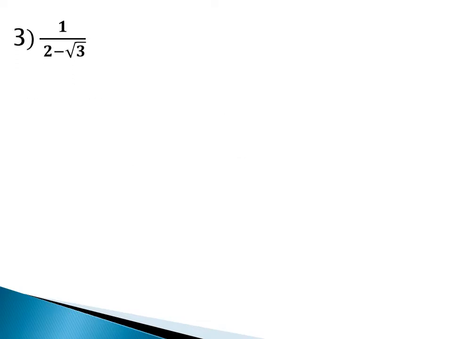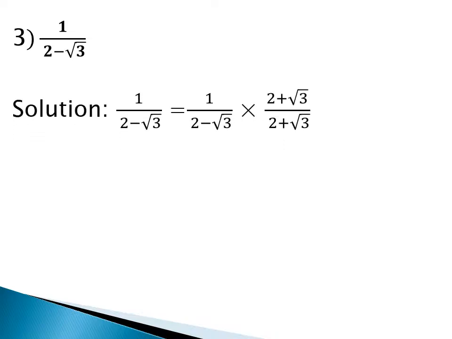So the next question, 1 by 2 minus root 3. In 1 by 2 minus root 3, 2 minus root 3 is an irrational part. We should convert it into a rational number. How to do this? 1 by 2 minus root 3, that means the middle sign is minus. So we should take the term 2 plus root 3 divided by 2 plus root 3. That is, we are changing the sign. In this case, the denominator has the middle sign minus, so we should multiply and divide with the plus only. So 2 plus root 3 by 2 plus root 3.